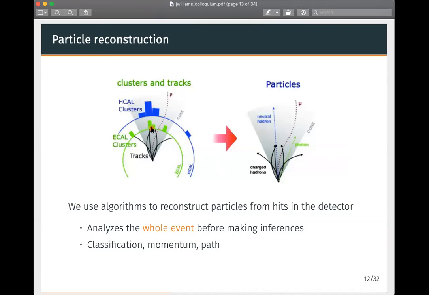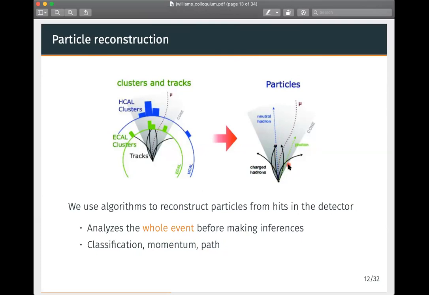So in CMS, we use a reconstruction method called particle flow, and it's unique in that it considers the entire event before making any inferences about what types of particles were present. So when we apply this reconstruction algorithm, our output, or what we actually need for physics analysis, are the classification or the type of particle. We need its momentum and the path it took through the detector. And that's what this reconstruction gives us.